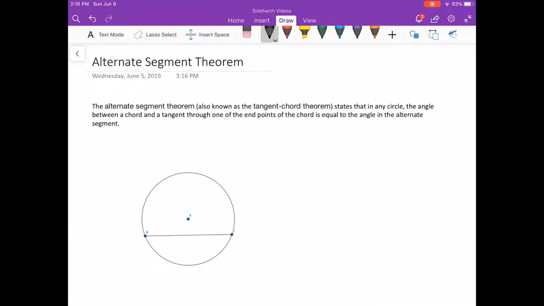Today we will talk about the alternate segment theorem. Before we go into the details and proof of this theorem, let's understand a bit more about segments. In this diagram, chord BC divides this circle into two regions which are called segments. The bigger region, which is called the major segment, and the smaller region, which is called the minor segment.